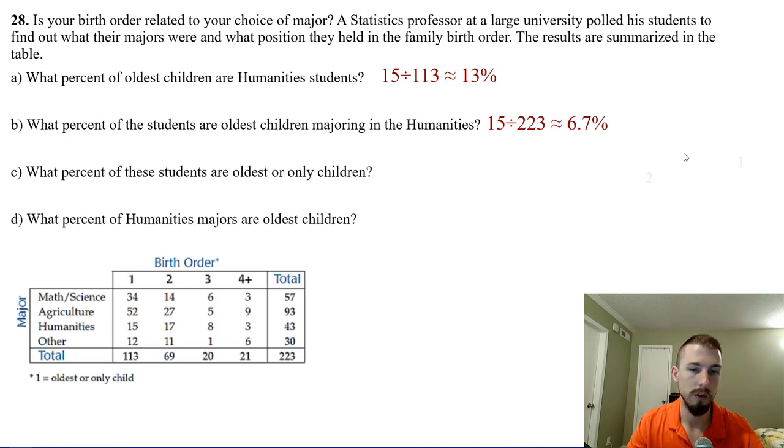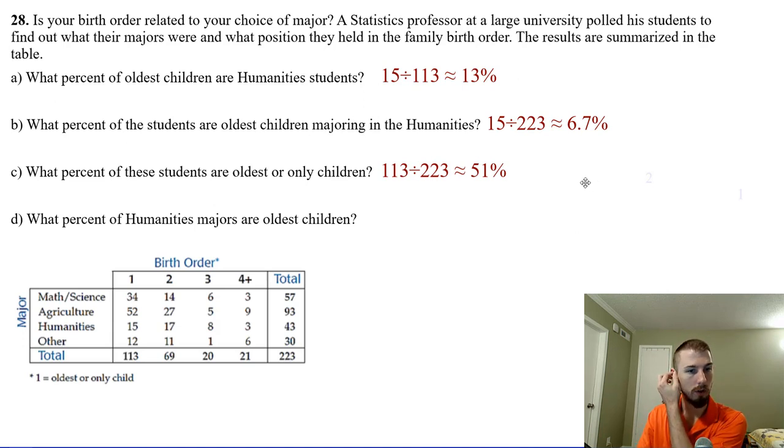What percent of students are oldest or only children? Now we're only interested in oldest or only children. That's going to be one of our marginal distributions, which is the 113. What percent of these students are oldest or only? 113 out of the total number of students, which is 223. So that would be 113 out of 223, which is about half. This is interesting. About half of the students are the oldest or have no siblings.